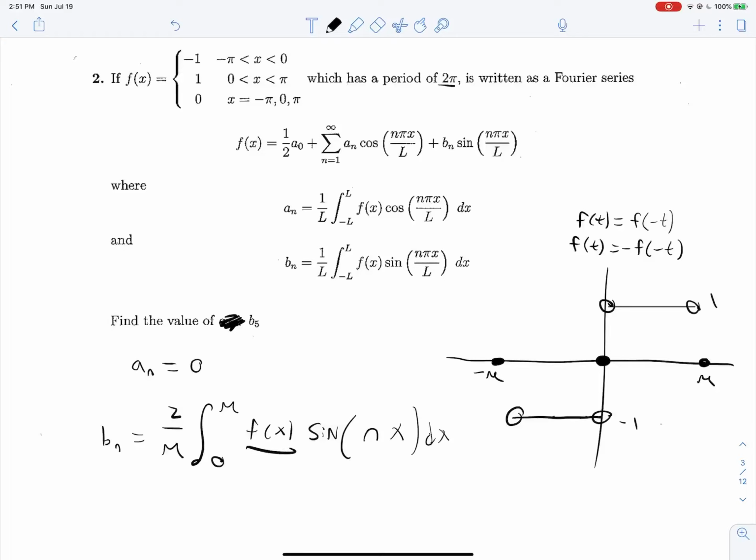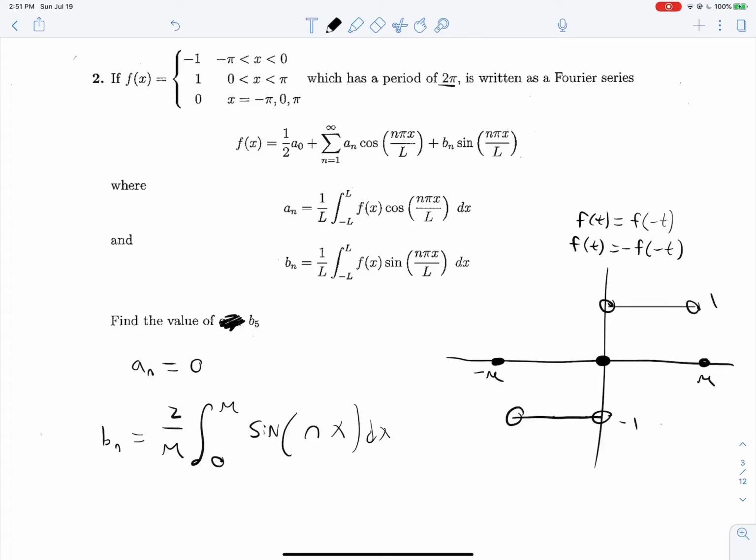Then what is this f of x? Well, that's not the entire function. You got to be careful about that. That's just going to be what this function evaluates to, our piecewise function, what it evaluates to on the interval that we're integrating over. So from 0 to pi, our function evaluates to 1. So we can replace f of x with a 1.